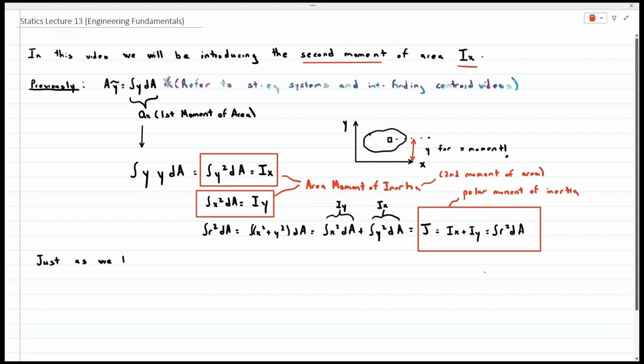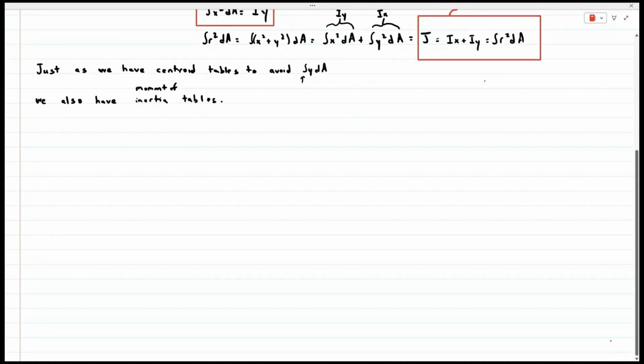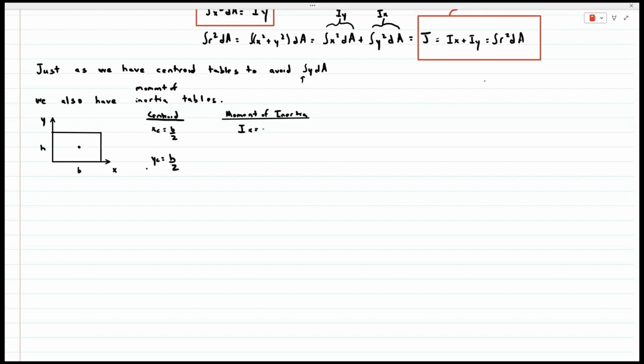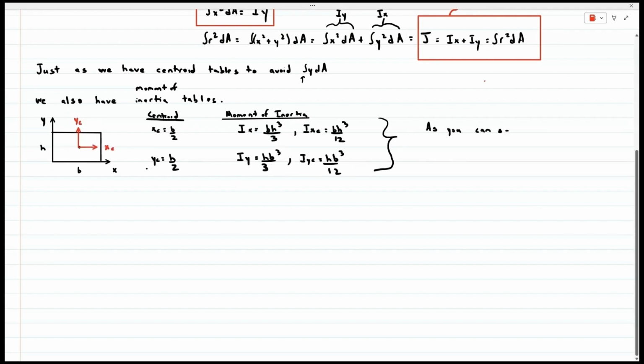Just as we have centroid tables to avoid that integral of y dA term, we don't want to be doing double integrals all the time, we also have moment of inertia tables. Shown here is the centroid and moment of inertia table for a rectangular cross-section.